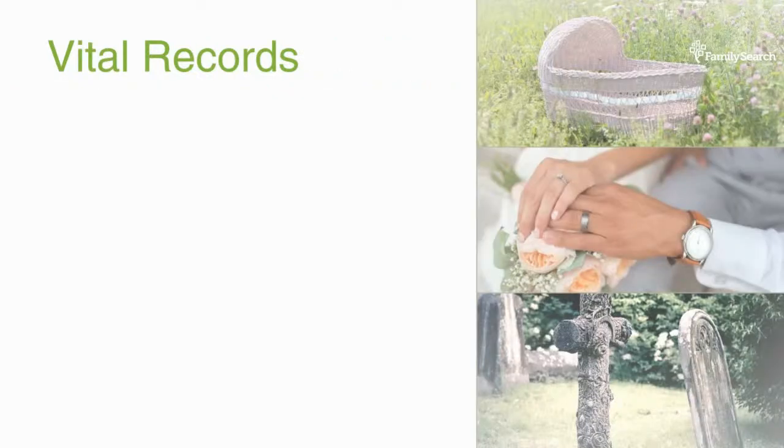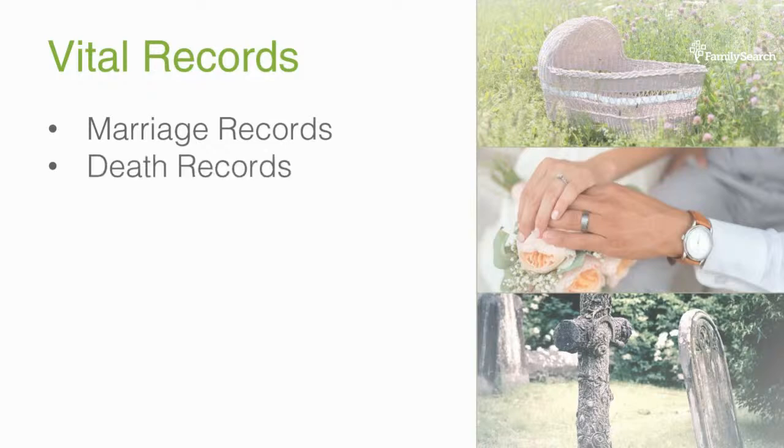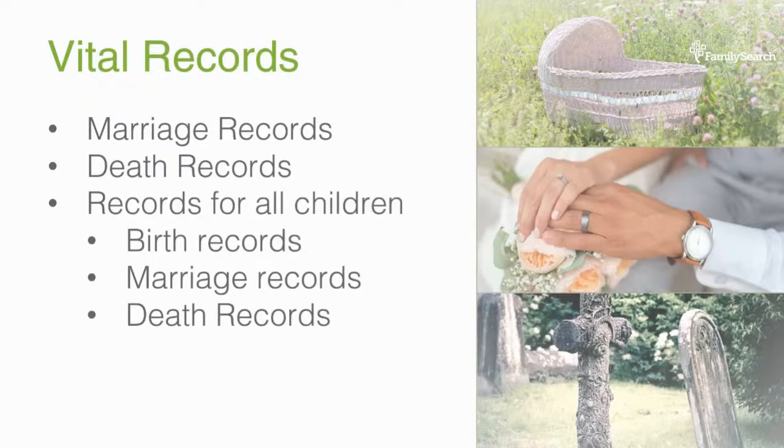Next, we want to look at vital records. Vital records are civil records of births, marriages, and deaths here in the United States. Keep in mind that vital records may give a little bit more information about somebody's place of origin, where they came from. So make sure to look for their marriage record if they married here in the United States. Look for their death record as well, and then trace the records for all of their children, including birth records, marriage records, death records.